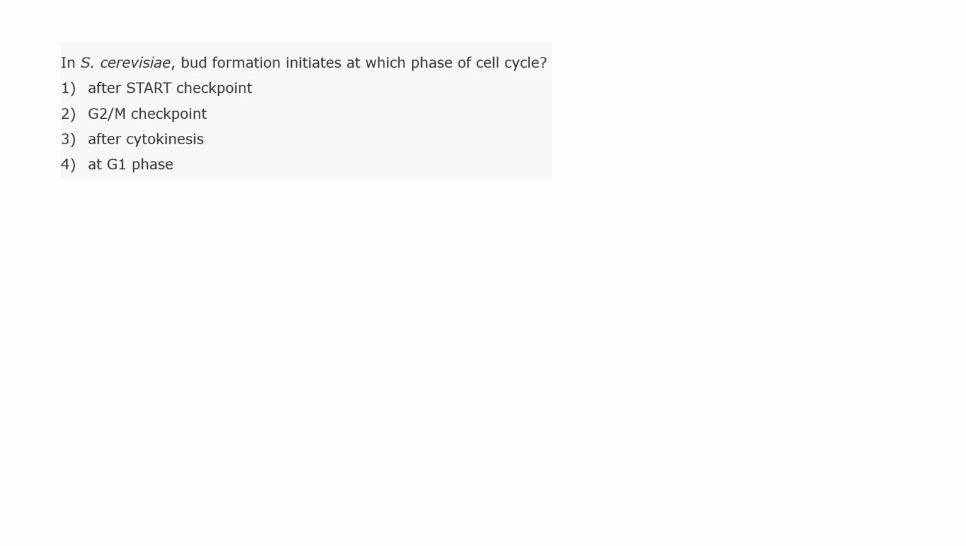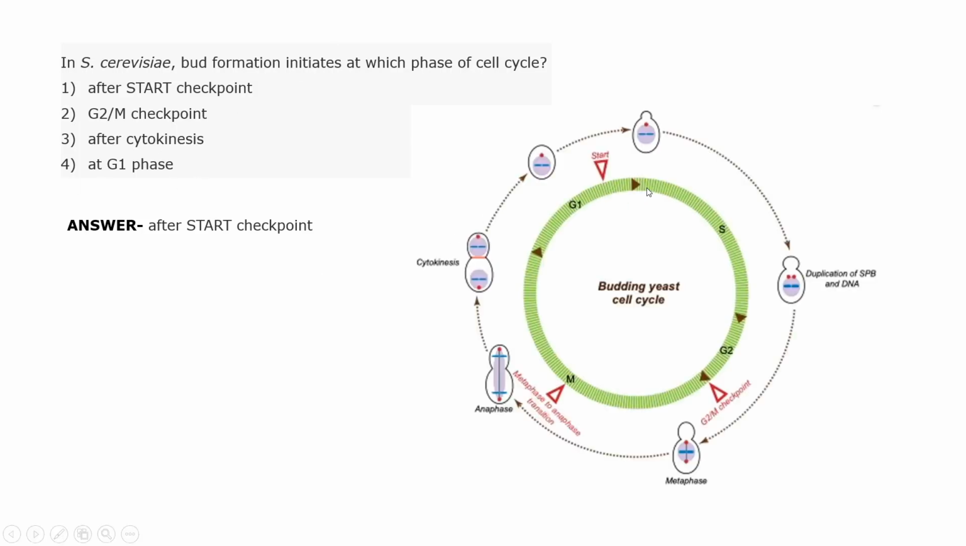Okay, so I think I will just give you the answer. The answer to the question is after the start checkpoint. Start is a checkpoint that happens near the transition from G1 to S phase, right? Before the start checkpoint, cytokinesis has taken place and new daughter cells are formed at the G1 phase. Once it passes the start checkpoint, it can enter into another phase of DNA duplication.